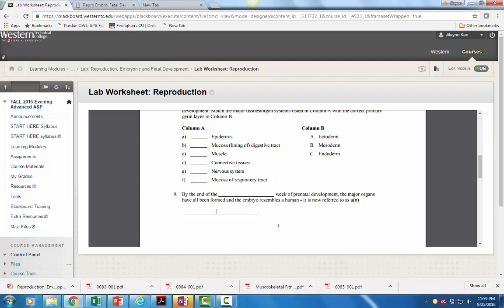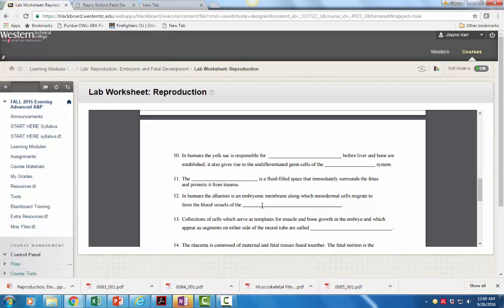And when we look at this period, by the end of this week, we call that the fetal period, because all of the organs have been formed and the embryo represents a human. So remember that we said that the fetal period, if you look at your lab packet, starts at week 9. So by the end of the 8th week of prenatal development, it looks like a human, and starting at week 9 we are in the fetal period, or it's called a fetus.